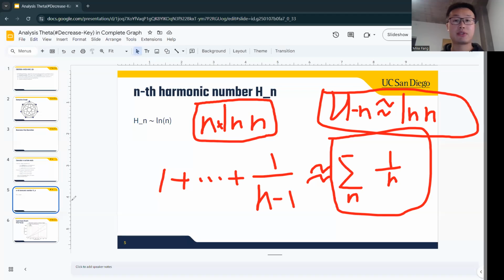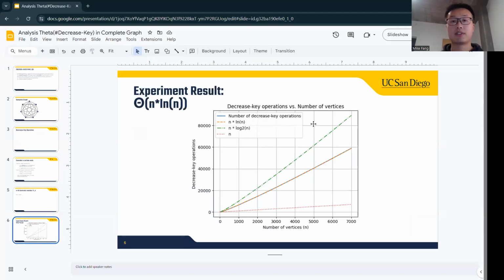Let's go back to the experimental result. Here, the diagram shows that our proof is right, because as you can see, the experimental result perfectly aligns with the curve for n log n.